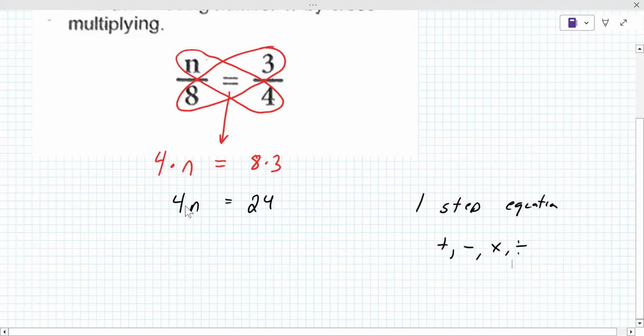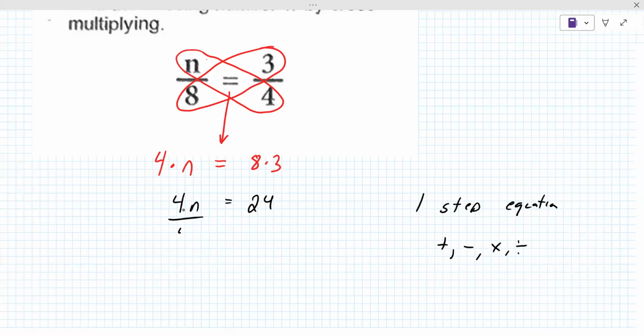Or maybe start with divide. You got it. Yeah, you divide by 4. So n equals what in this case? 24 divided by 4. Yes, is 6. It is 6. Yeah, n equals 6. You got it.